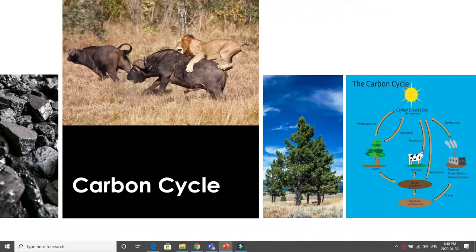Hi, and congrats to you for reaching the very last lesson of the unit. So you've done a lot of hard work, and now we are just about at the end. So today we're discussing the carbon cycle.